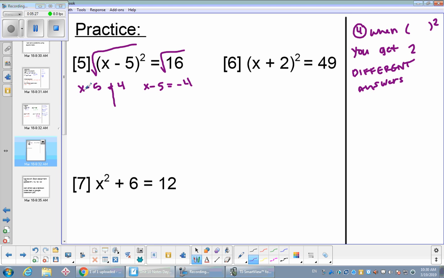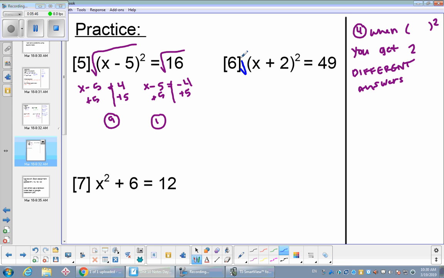But I still have to use my solving skills to move this minus 5 over. So I'm going to add 5 to both sides. My first answer is 9. Same thing on this one. I'm going to add 5 to both sides. My second answer is 1. So go ahead and pause the video and try the next one.